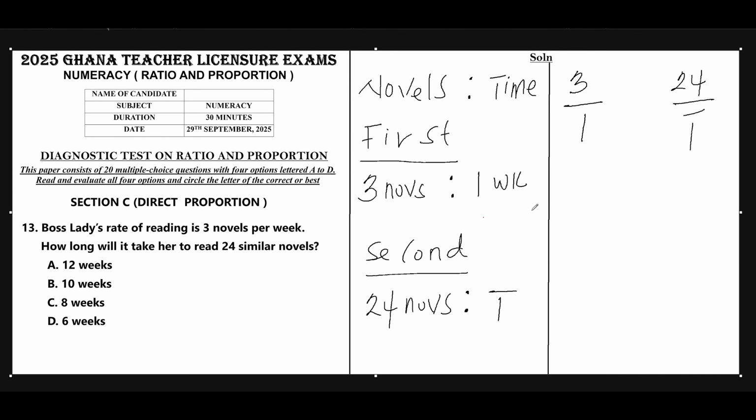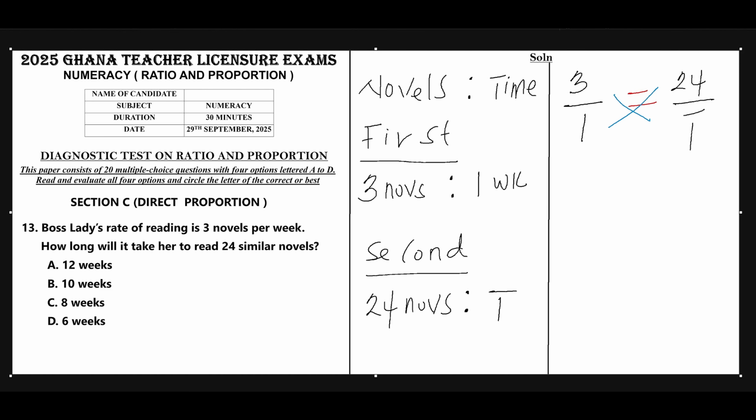Small novels, less time. So direct, more goes with more, less goes with less. So because they are directly related, the two ratios must be equal. So now how do we solve for t? So we need to cross multiply.